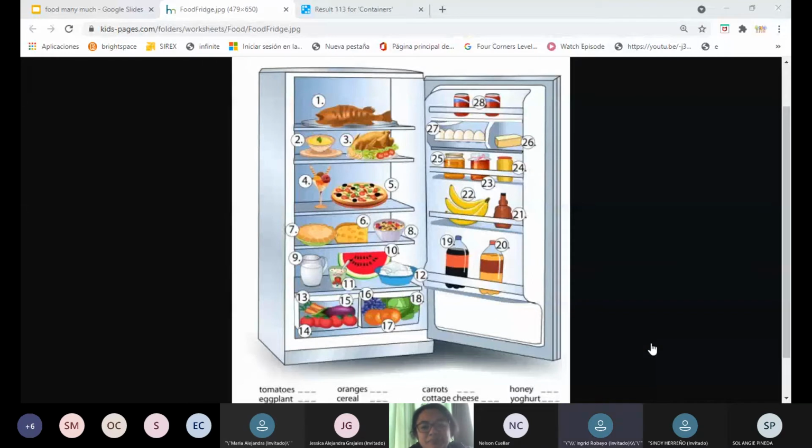There is a soda. Pero sí podemos decir there is a soda, no, porque la soda no la podemos contar, pero sí podemos contar, por ejemplo, las botellas o las latas. Entonces, ¿qué podríamos decir? ¿Cuántas latas hay? ¿Y cómo vamos a decir lata? How do you say lata in English? Guys, how do you say lata in English? Can. Cans.